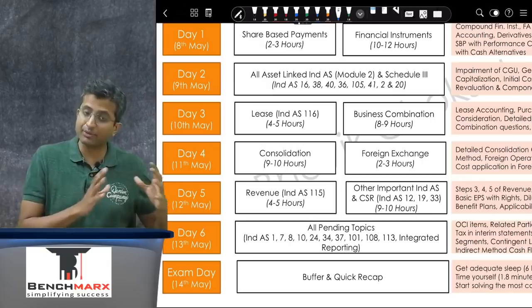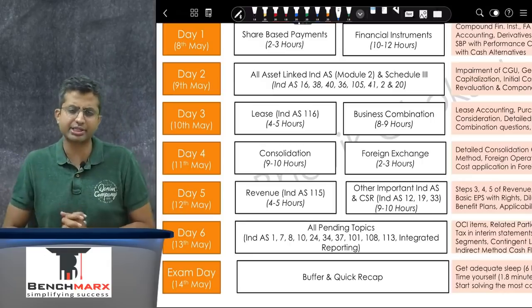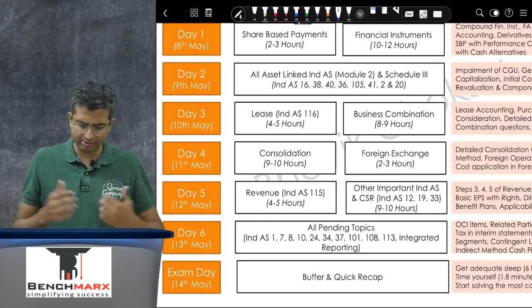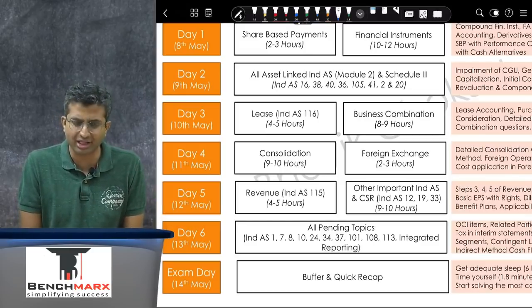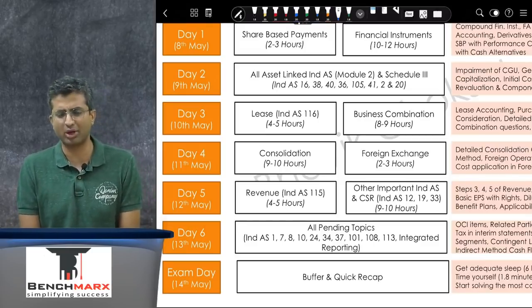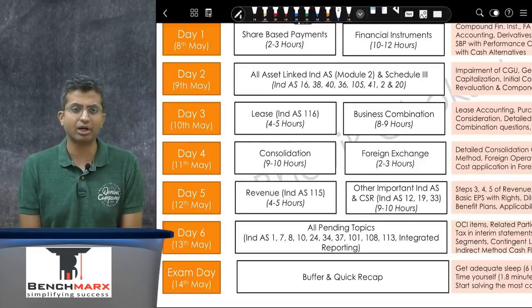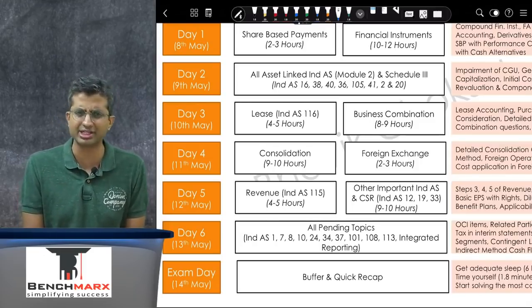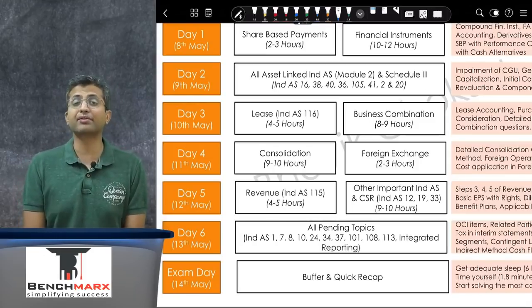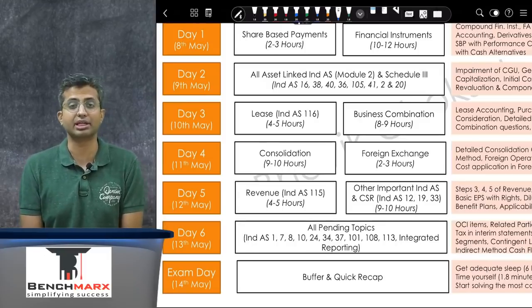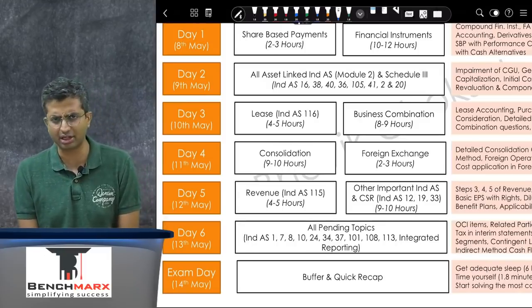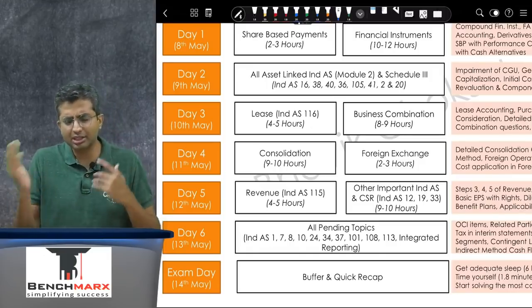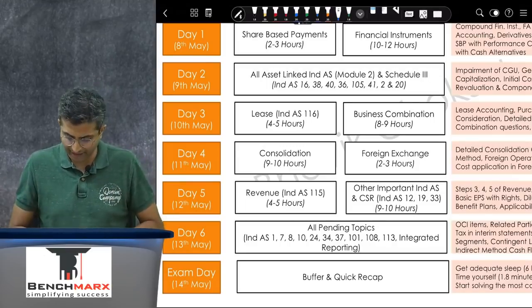After that, on the 5th day, we keep revenue and other important indices which would be left. So on the second last day, that is on 13th of May, we have kept all other indices, the lesser important ones, largely because if need be, you can compress on the time for indices like Index 1, Index 8, Index 10, etc. It's very difficult to compress your time on standards like income taxes, employee benefits, etc. So we have done that earlier, and at the end we have taken the other topics which you can do fairly quickly.